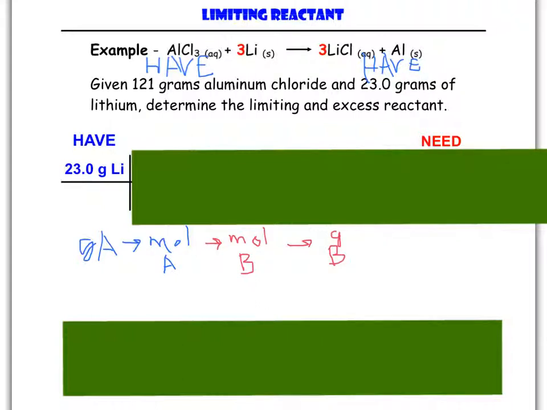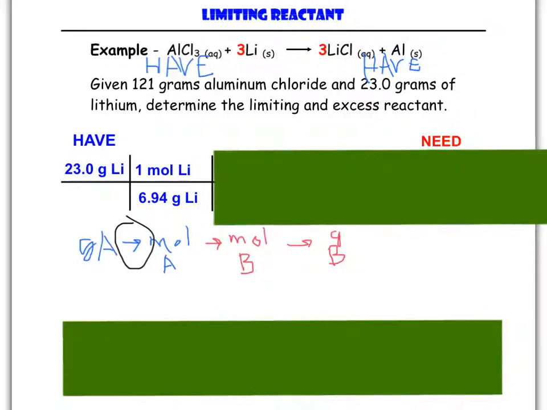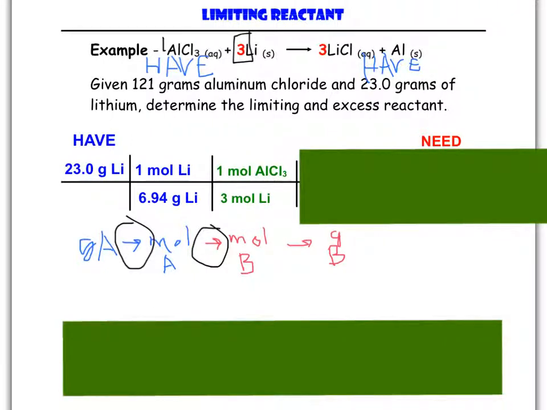So for this first step, I'm going to do my step number 1 here, which tells us that we need to look at our periodic table. So my periodic table tells me that the mass of lithium is 6.94 grams per 1 mole. Then we do our second step, which tells us to look at our coefficients. Well, in this case, my coefficient of lithium to aluminum chloride is going to be 1 to 3. So I'm going to have 3 moles of lithium on bottom and 1 mole of aluminum chloride on top.